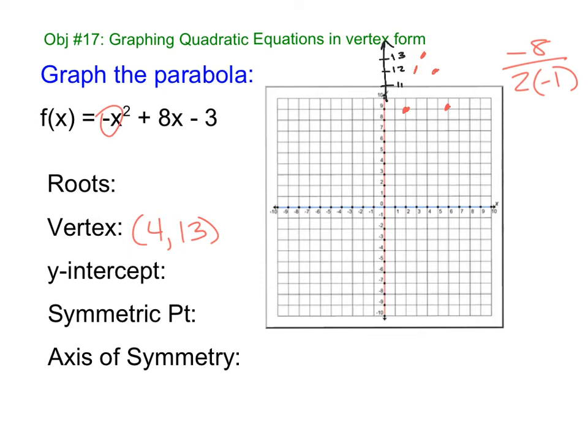Did I do something wrong? 0, negative 3. 8, negative 3. Oh, that's the 16. 9. 13 minus 9 is 4. There it is. 4 and 4. All right, there's my parabola.